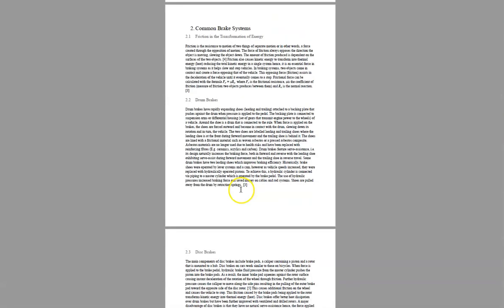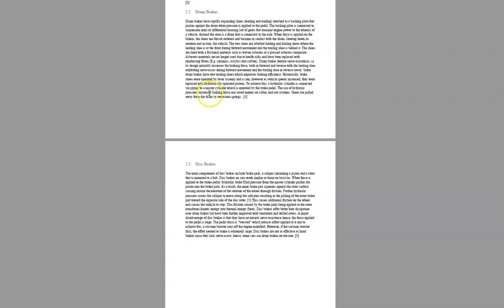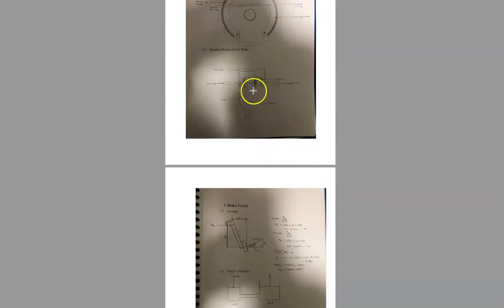Now, using this one, we'll have a look at what they've written for common braking systems. So we've got, first of all, the transformation of forces. So we need to talk about friction. We need to talk about how energy is transformed in the braking process. We have drum brakes and disc brakes. Here we have a cross-section of a drum brake. And here we have a cross-section of a disc brake.